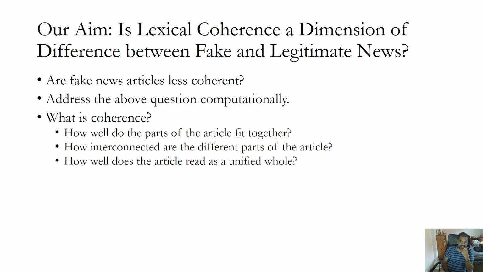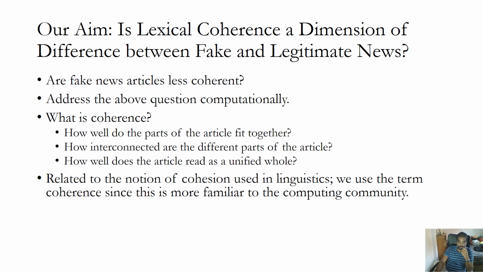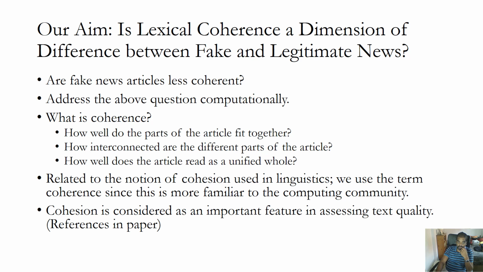So coherence, in a way, we can say we are addressing the question of how well the parts of the article fit together, how interconnected are the different parts of the article, how well does the article read as a unified whole, etc. And it's related to the notion of cohesion used in linguistics, and we use the term coherence because it's more familiar to the computing community. Cohesion is not as familiar, and cohesion is considered an important feature in assessing text quality. There are several references in the paper towards the end of the introduction, so feel free to go through those if you would like to understand what cohesion is.